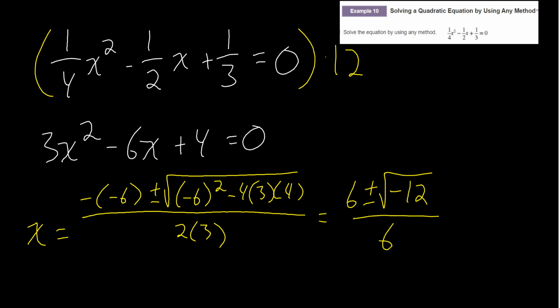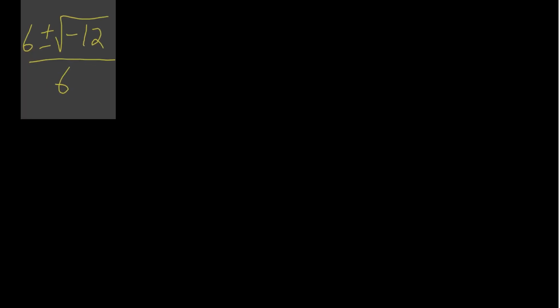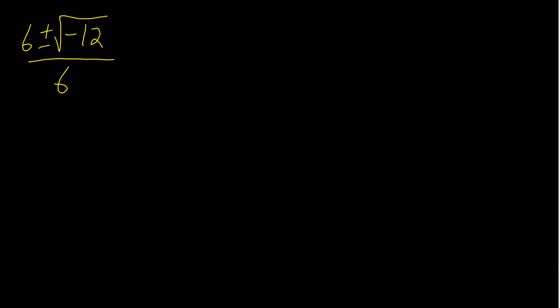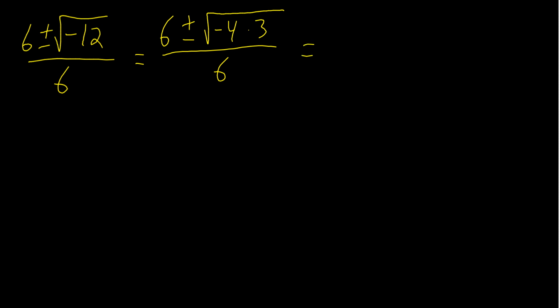Okay, so let's go ahead and snip this and put this on the next page, because we're going to do some extra stuff to it here. I know that the negative 12 can be changed into a negative 4 times 3, right? So I can say 6 plus or minus the square root of negative 4 times 3 all over 6. And I know that the square root of negative 4 is going to be 2i, so I can say 6 plus or minus 2i times the square root of 3 all over 6.